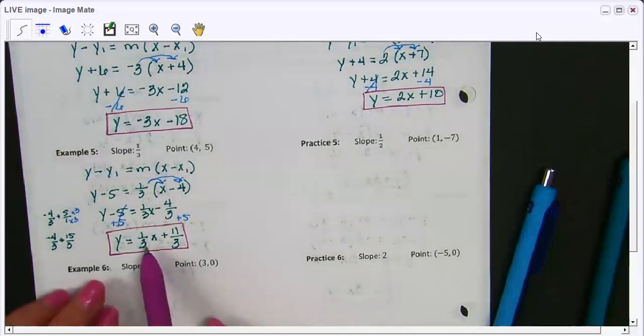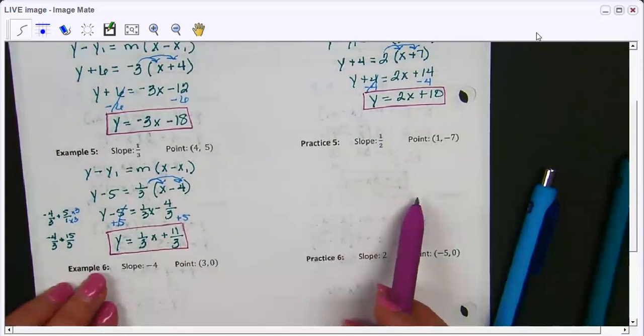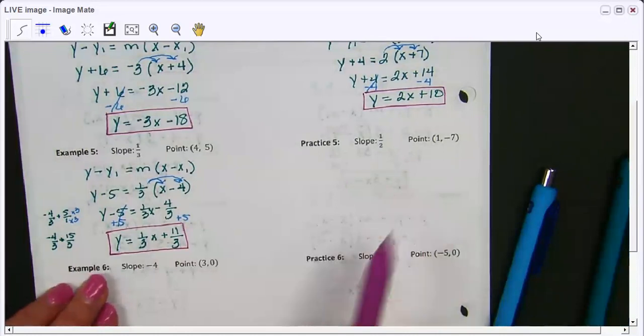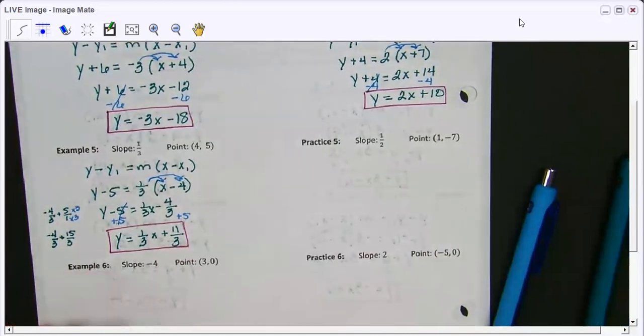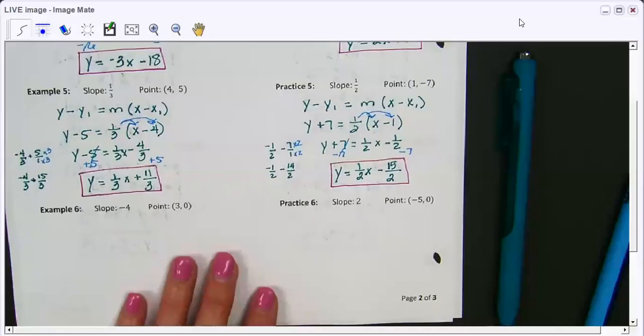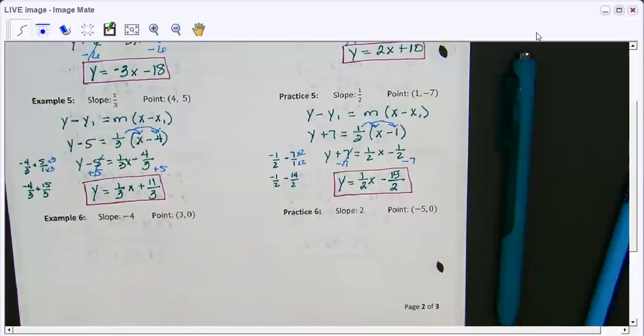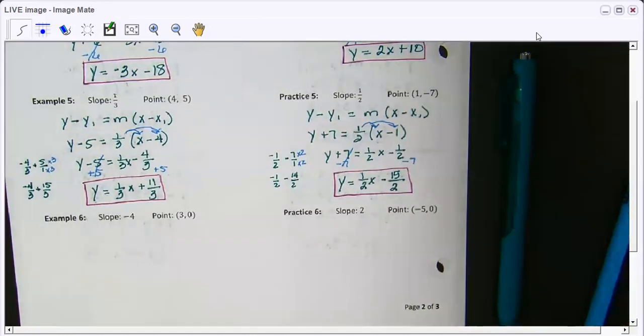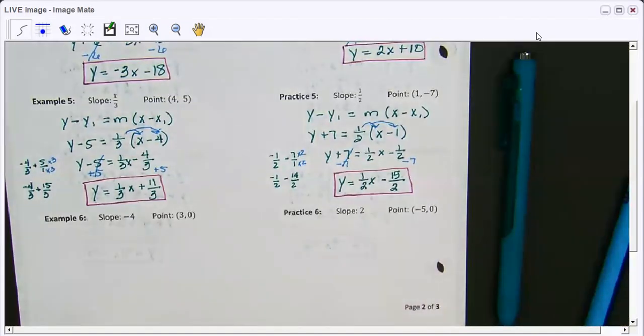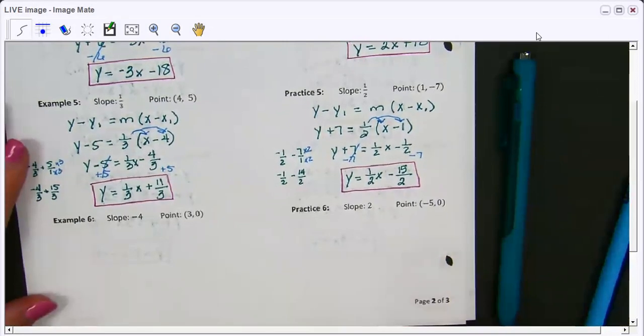So I want you to try practice 5. Okay, go ahead and check it when you are finished. Are there any questions on that? Okay, let's go to 6.